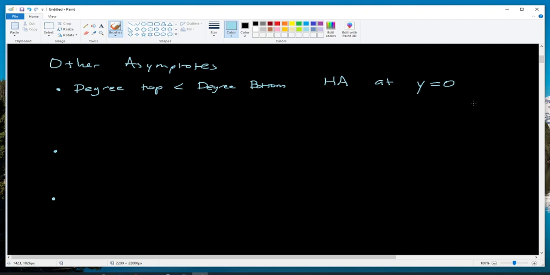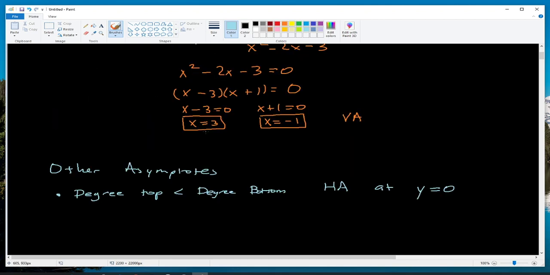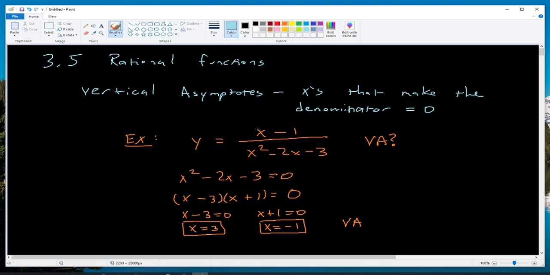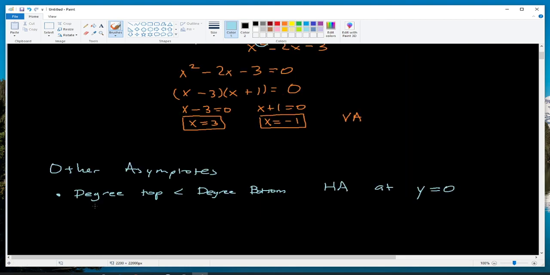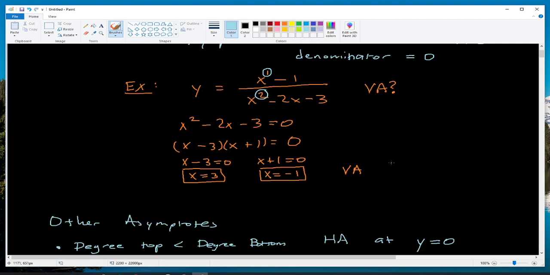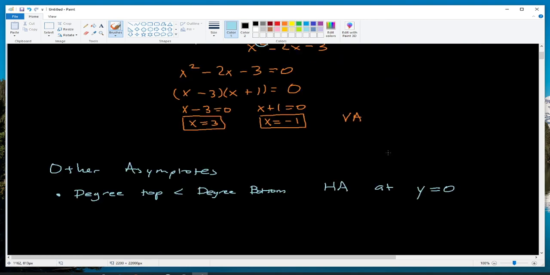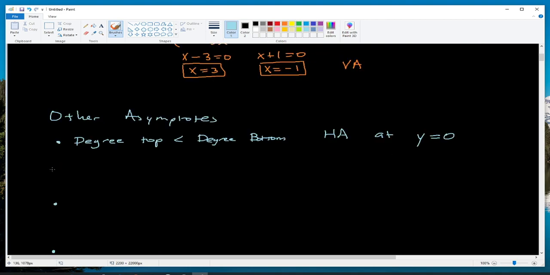Basically, if the top is a smaller degree than the bottom, and if we scroll back up to the previous problem, the top part here is really x to the first power. The degree is the highest power of x if you multiply everything out, in the top and in the bottom. So here, x to the first power is in the top and you get an x squared in the bottom, so the top's degree 1 and the bottom's degree 2. This is a case where the degree of the top is less than the degree of the bottom, so the previous problem would have a horizontal asymptote at y equals 0.